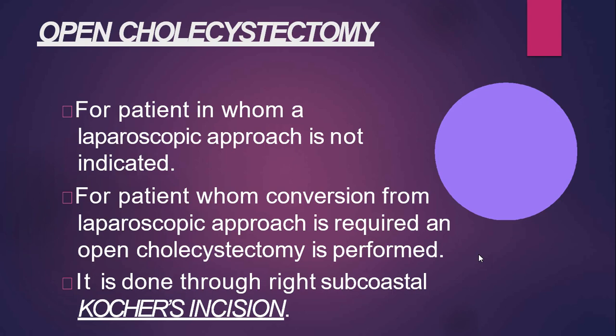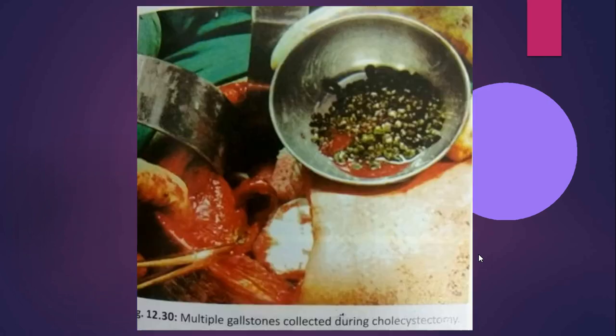For patients in whom the laparoscopic approach is not indicated, you can go for the open cholecystectomy, or if you started with the laparoscopic approach and due to adhesions or edema you are unable to continue, you can convert it to open cholecystectomy. Now for the open cholecystectomy, the incision you give is the right subcostal incision, which is also known as Kocher's incision. It is given in the right hypochondrium, 2 finger breadths below the costal margin.